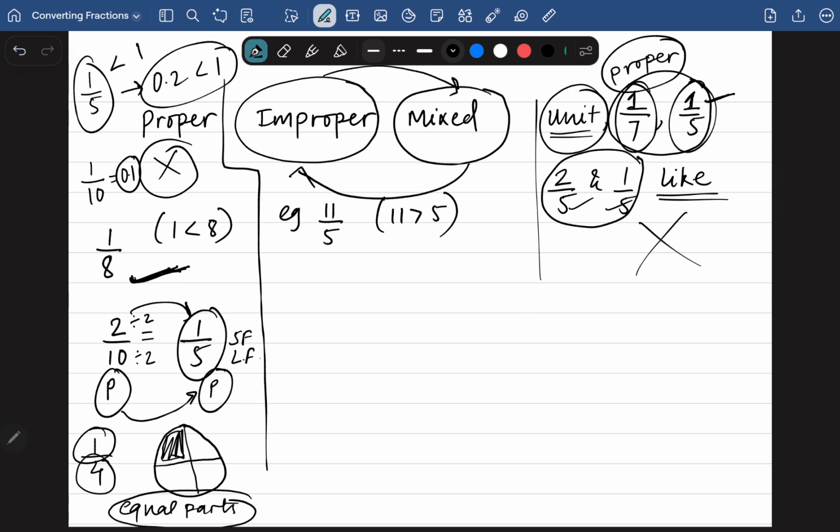Okay, so we can easily draw a pizza and cut it into four equal parts, and consider how many parts according to the fraction. But in case of improper fraction, we don't know how many pizzas to draw yet, because a proper fraction, as I said, its decimal value will always be less than 1. But in improper fraction, its decimal value will always be greater than 1. Why is that so?